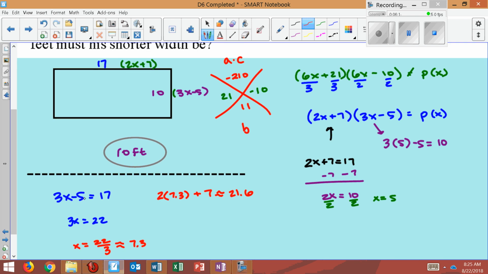We just set this factor as 17, so that's longer. But over here, we would get the shorter length to be a greater number. So that would be problematic. That's why the 3x minus 5 cannot equal 17. We'd have problems if it did. So that was an impossible solution that way, so it has to be 10 feet.